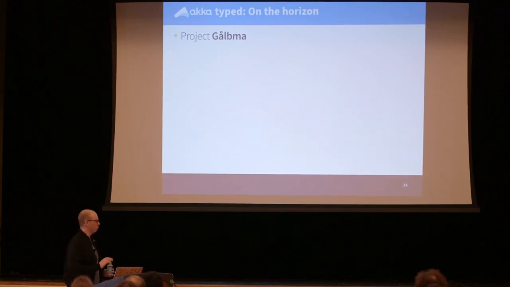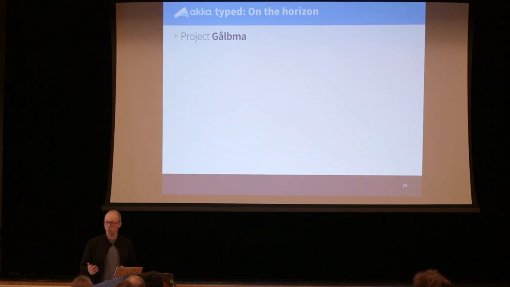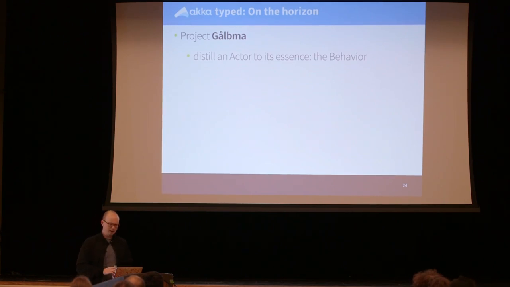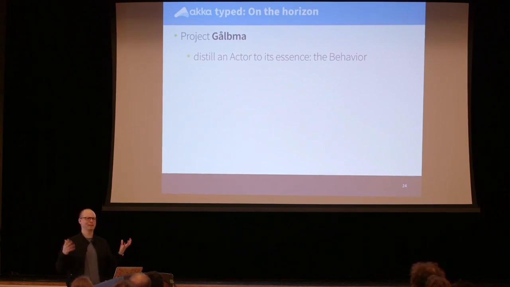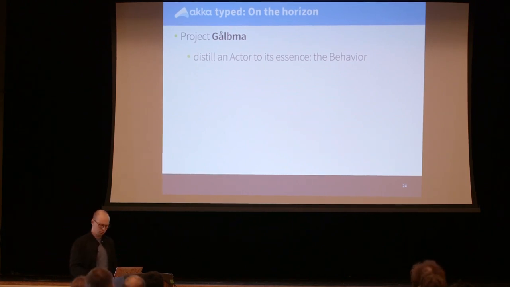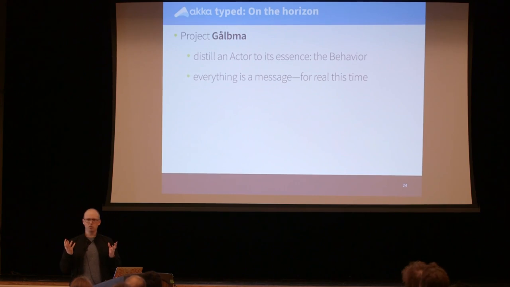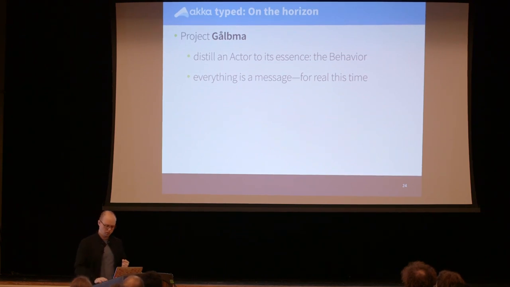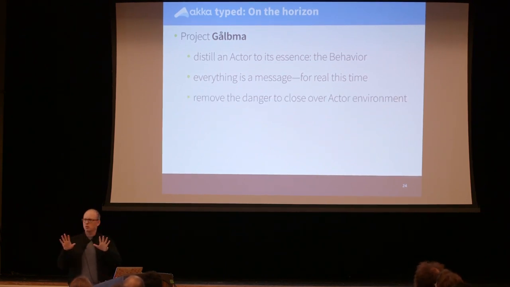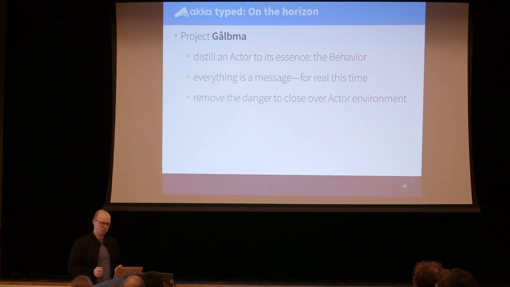So we're working on something that we call Project Gobma. It's a Sami word for three, which is the third incarnation of this actor model. The purpose is to try to distill an actor to its essence. Seems fluffy, right? What's the essence of an actor? But really, it is the behavior. What does the actor do? And everything else besides the behavior is a message. So we have messages and behaviors. This means that there's nothing in between that we can accidentally close over in some wrong way, which we currently could have an issue with.